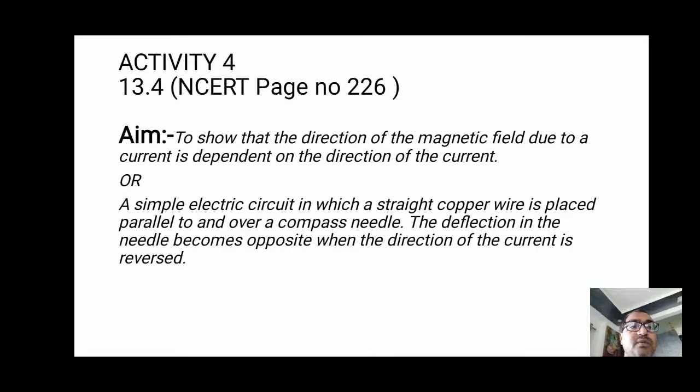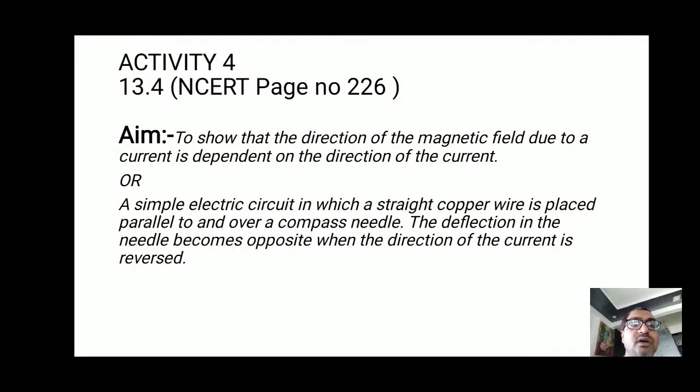So this is the aim of the activity. Let me repeat it again. You have to write the aim in whichever format the question is given. Any one question is given in the board question paper, so you have to write that particular question in the answer sheet this way.